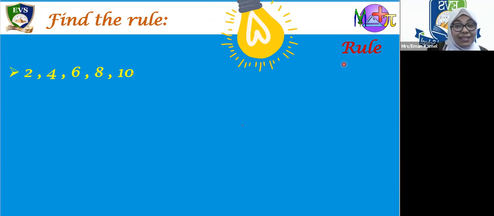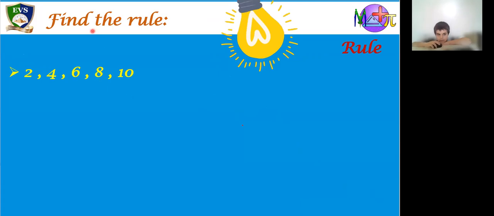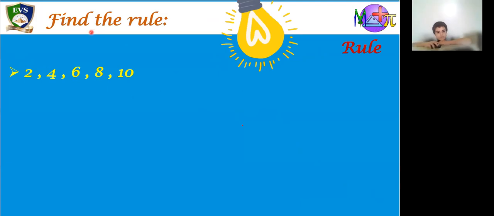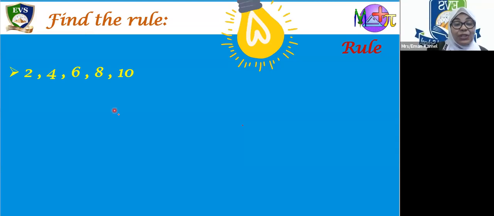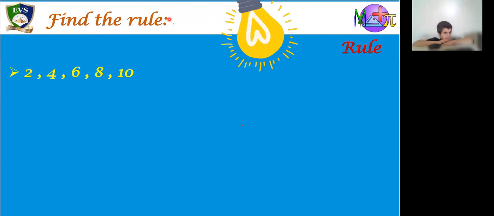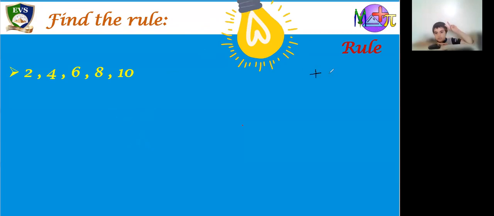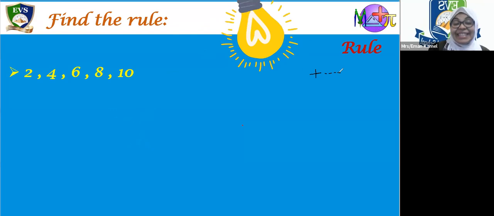12. I don't need what's next. I need the rule. Look here. Read the question, Mahmoud. Find the rule. What is the meaning of find the rule? I want to know the pattern, going up or going down. Going up. Excellent. What is the meaning of going up, plus or minus? Plus. Super boy. Plus what, Mahmoud? Plus two. Excellent. It's a plus two.